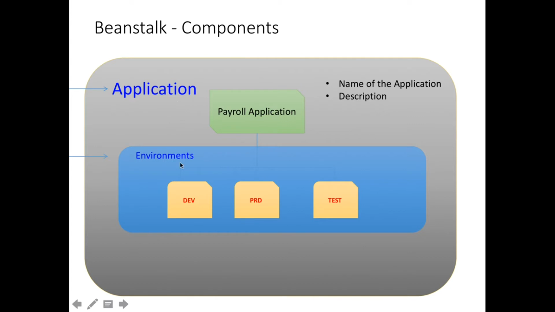So remember the two components we are going to create when creating the Beanstalk: the first one is application, just the folder, and the second one is the environment. That can be any name. So in my test scenario, I'm going to create dev, test and prod, something like that.